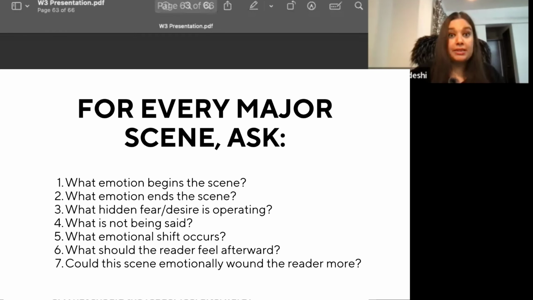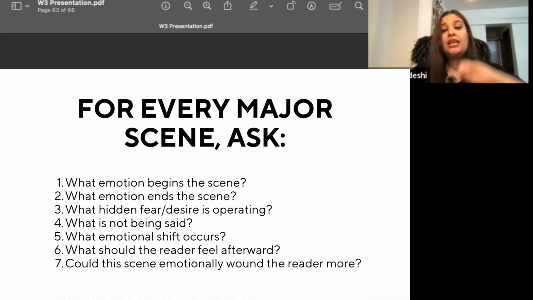I don't have separate slides for it, so I'm just going to stay on this one. Question number one is, what emotion begins the scene? A lot of writers don't consciously identify emotional starting points. Not only writers, I know authors who've published multiple books who still do not know anything about the emotional starting and ending points of their scenes. Emotional movement requires contrast. So it's very simple. If there is no emotional contrast between the beginning and the ending of the scene, readers are not going to feel anything.